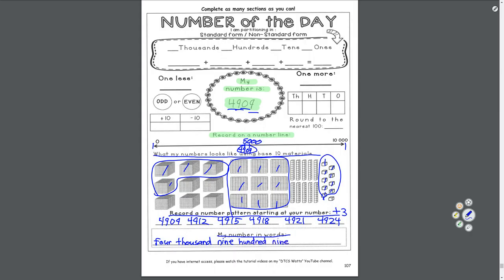4,909. Cool. Okay, let's do the top. Thousands place, we have 4. Hundreds place, we have 9. Tens place, we have 0. And the ones place, 9.